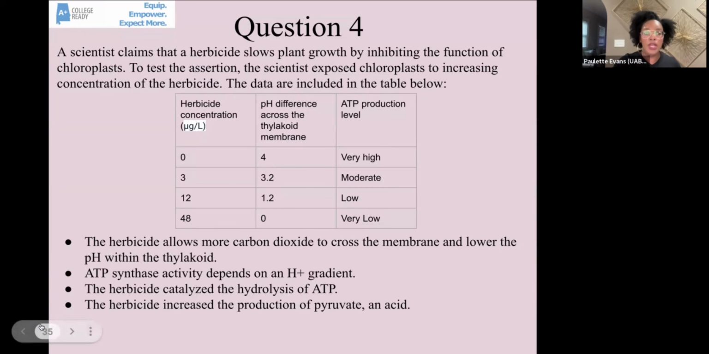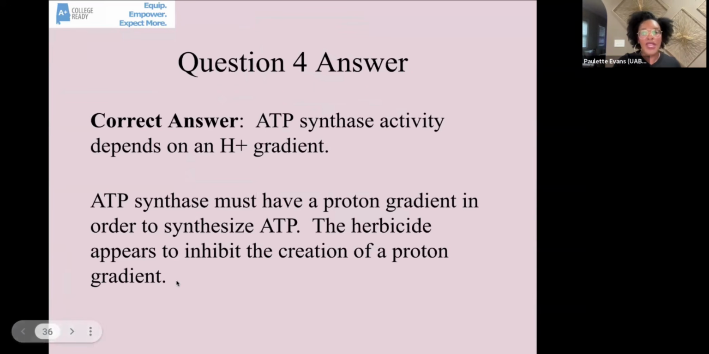And so for this question, the correct answer choice is ATP synthase activity depends on the hydrogen ion gradient. Let me move myself again. ATP synthase must have a proton gradient in order to synthesize ATP. The herbicide appears to inhibit the creation of a proton gradient.